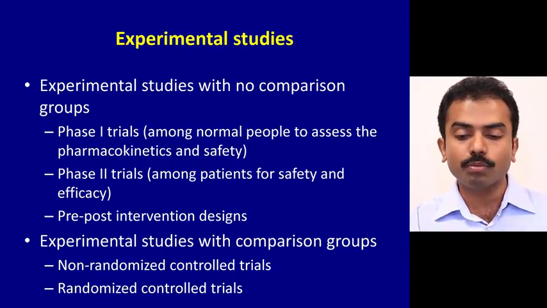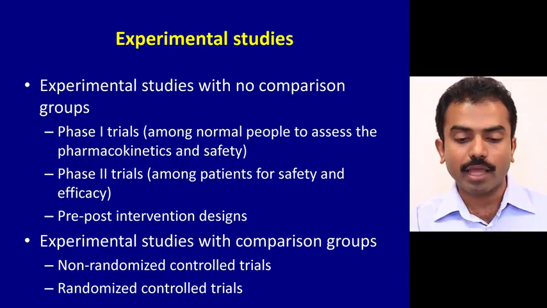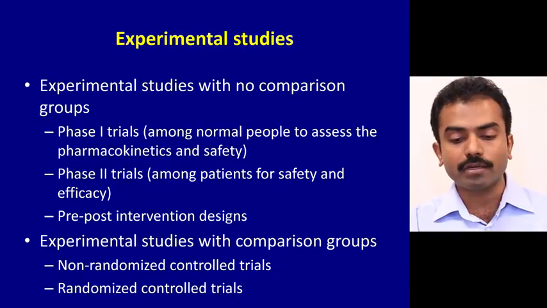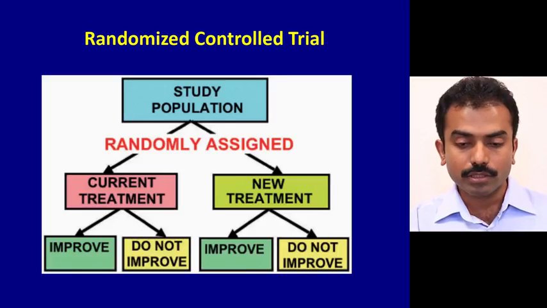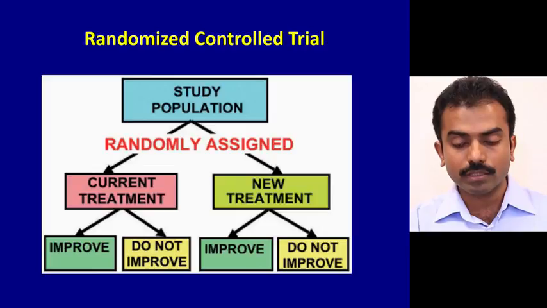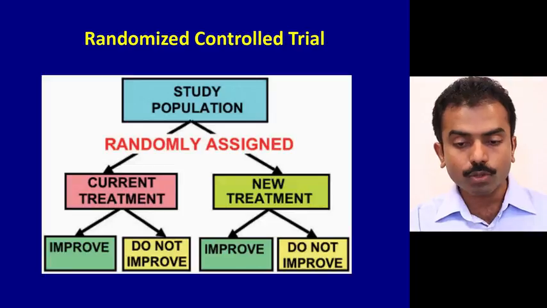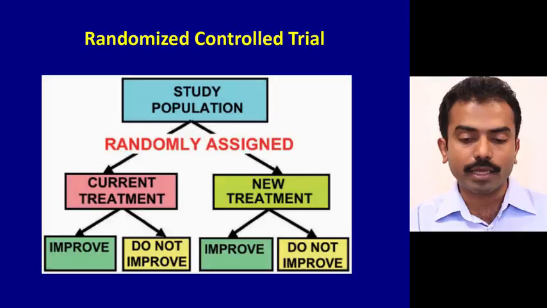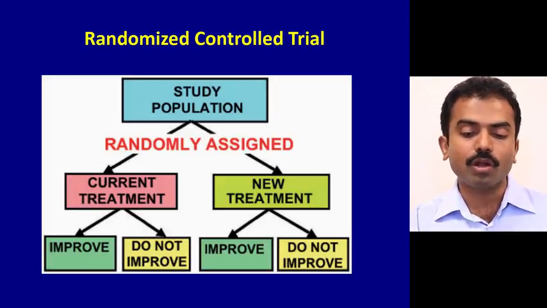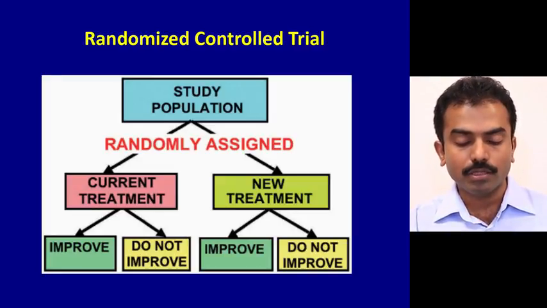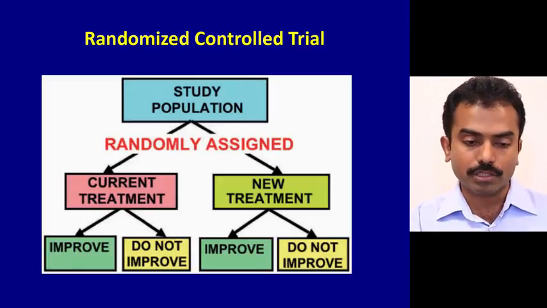Whereas with comparison group, it's usually the phase 3 trials, and there you divide where it's randomized control trials and non-randomized control trials. So this is very well reflected in this particular diagram. You begin with the study population, take a group of people on whom you want to study a particular treatment, then you randomly allocate people to one treatment vis-a-vis the other treatment, and then you follow them up to find out how many improve when they are put on each treatment. So this is a classic design of randomized controlled trial.